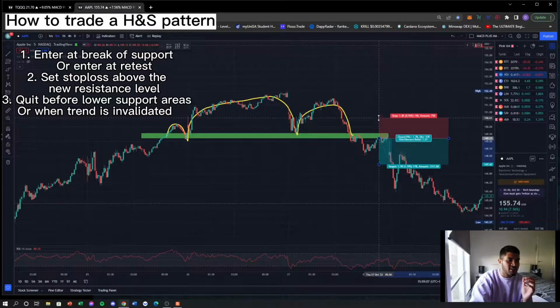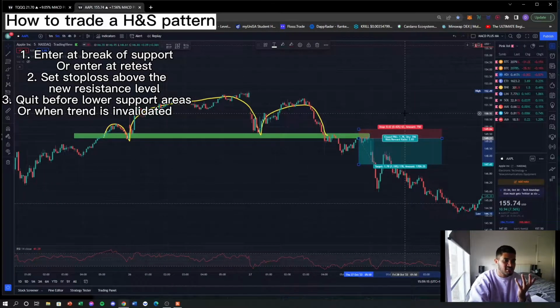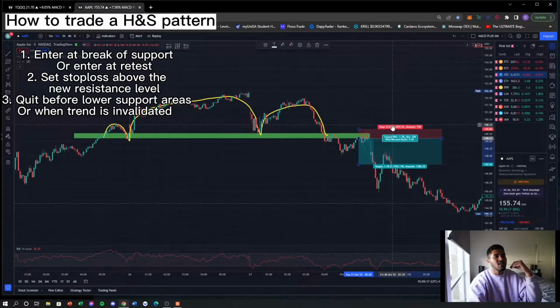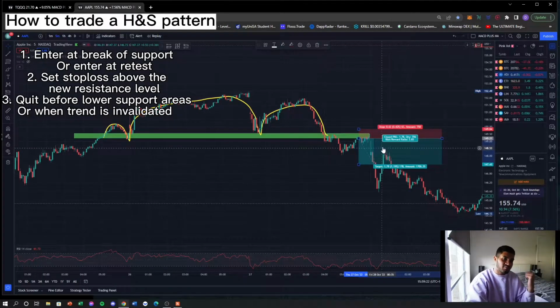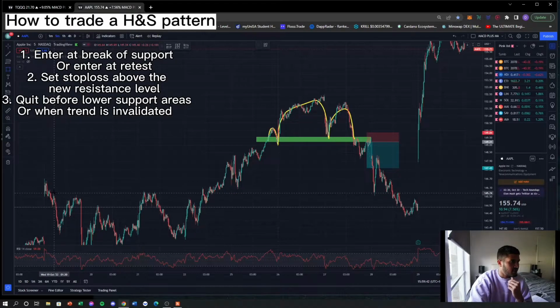What I would do is I would set my stop loss above that area of support. Previous support now turned into resistance, so it's basically resistance now. I would set my stop loss above that area of now resistance, which was previous support, and I would trade it until the trend gets invalidated. Or just gonna draw that, this was an area of support.